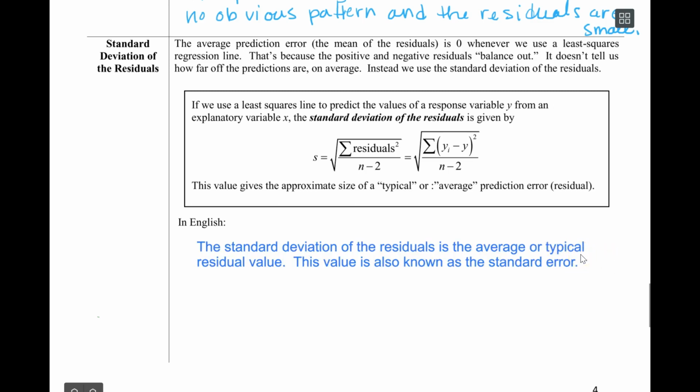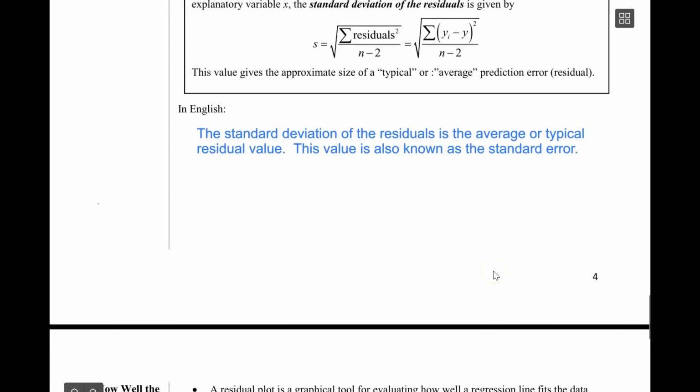This value is also sometimes known as the standard error. So a standard error is also a standard deviation. Later in the year we'll find out what the real difference between those two is. But it's basically calling the amount we were off from the regression line an error. So that's another name for a residual, is how far were we away. So the standard or the average error is the standard deviation of the residuals. All right, let's go ahead and move to the next page.